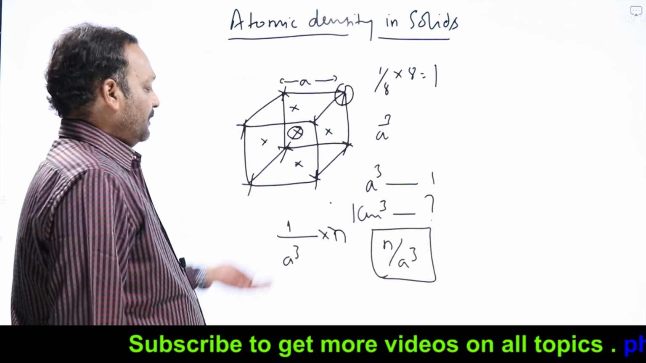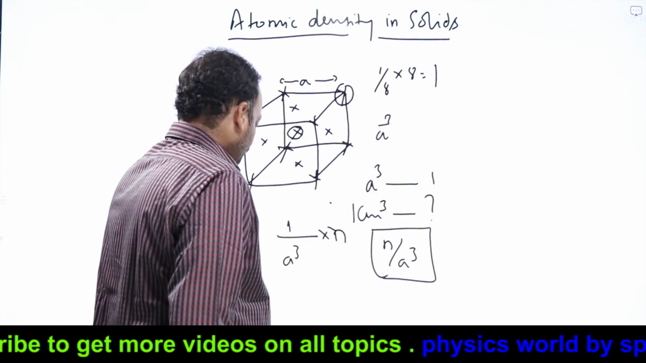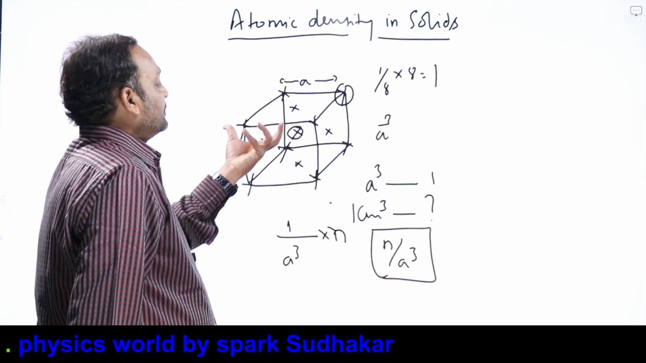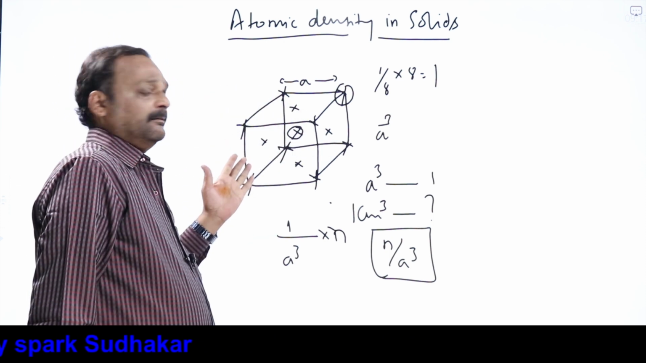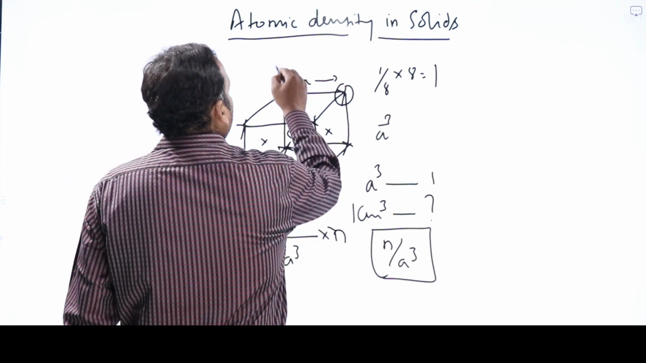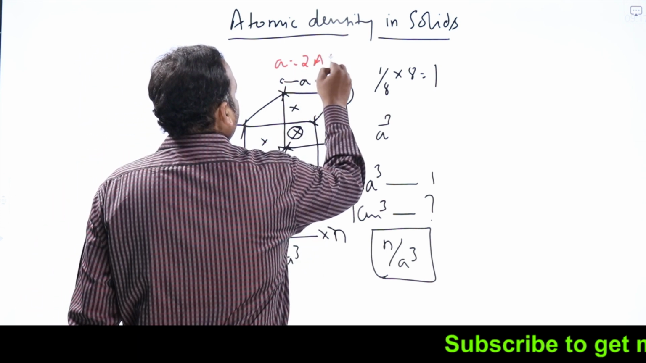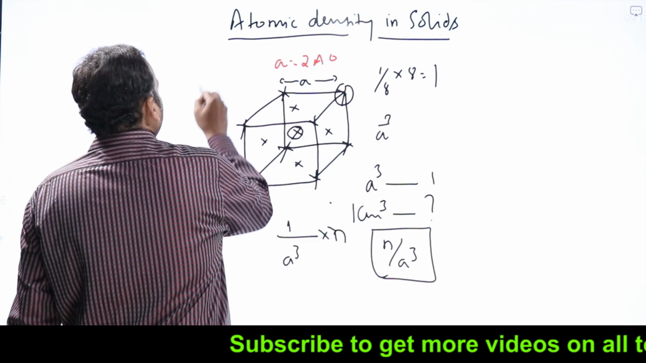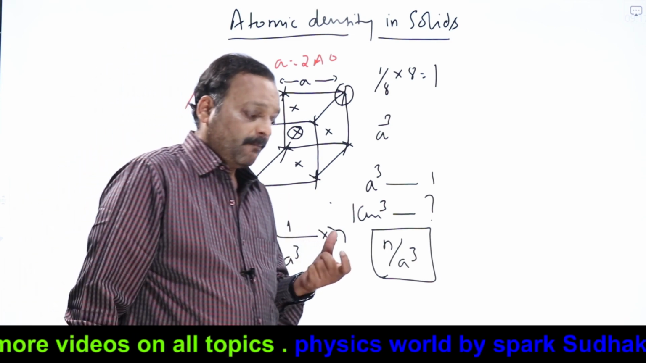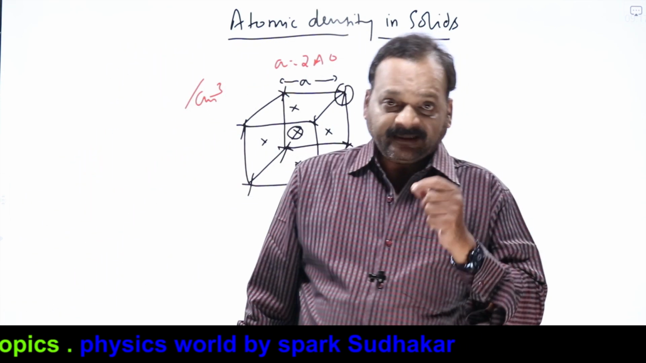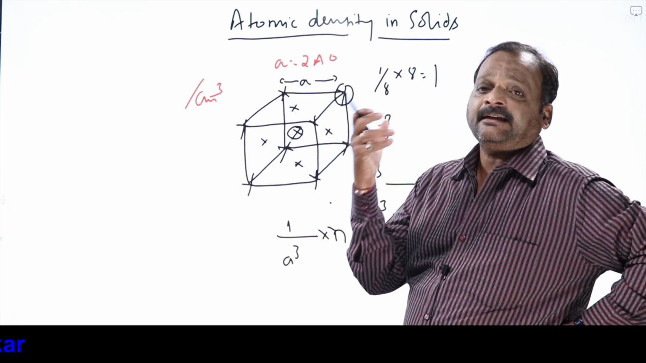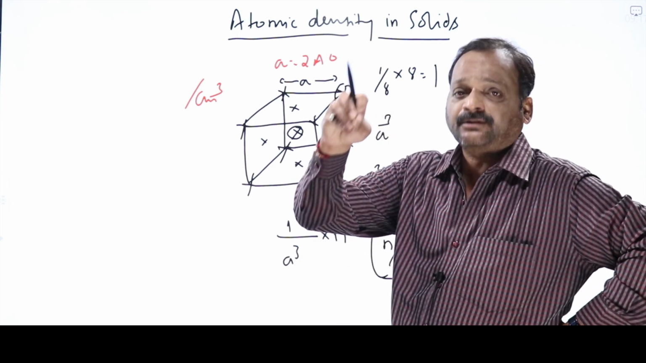Now I'll show you one simple calculation, how to proceed with a practical value. In a simple cubic or in a BCC unit cell, let's start with BCC. In a BCC unit cell, lattice constant A is equal to 2 angstroms. Find the number of atoms per centimeter cube. So for a body-centered cubic crystal with lattice constant A equal to 2 angstroms, he is asking us how many atoms will be there per centimeter cube of that solid.